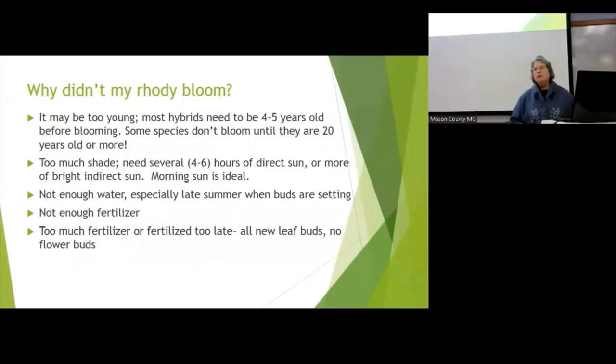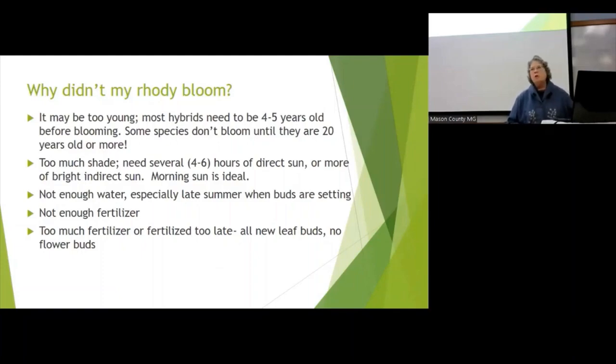Too much shade. We tend to think of rhododendrons as shade lovers, and they are very adapted to shade, but they do need some sun to put on blooms. Probably 4 to 6 hours of sun, or bright indirect sun. Morning sun is ideal. Afternoon sun, not so much.